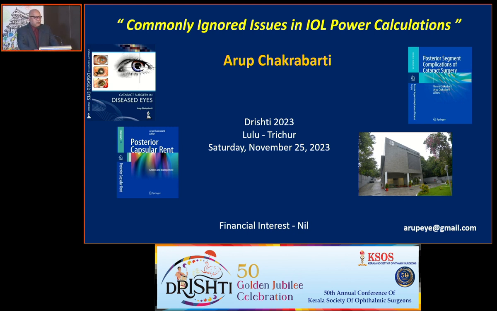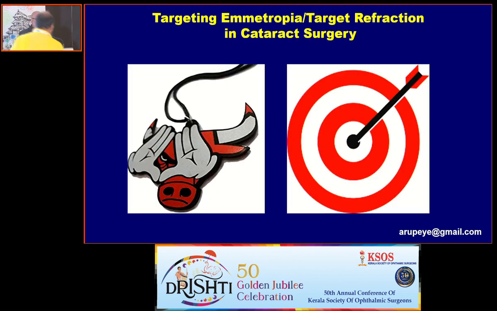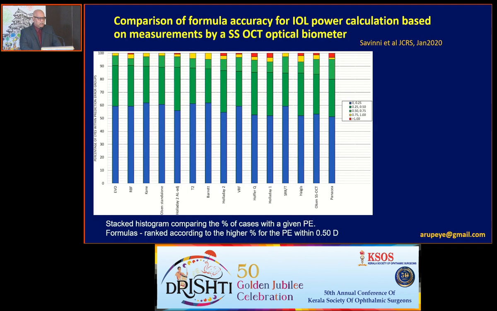So I'll be talking about commonly ignored issues in IOL power calculation. We all know it is cliche to say that cataract surgery today is like refractive surgery, and we want to hit the bullseye each and every time we take up a patient for cataract surgery. And for most cases, the holy grail is plano 6/6, though it could be any other target refraction.